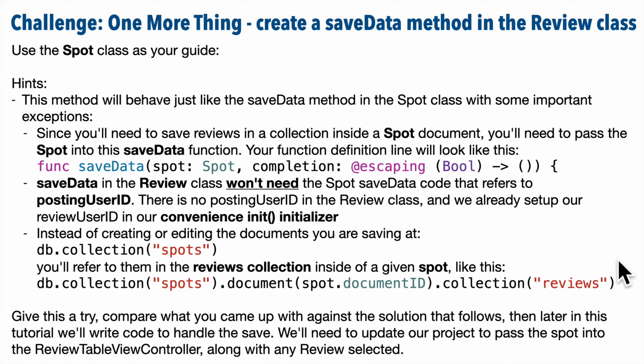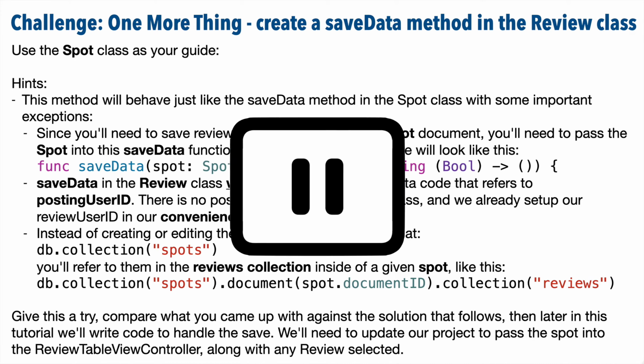So why don't you give this final challenge a try, compare what you come up with against the solution that follows, and then later in this tutorial, we'll write code together to handle the save. Now we're going to need to update the project to pass in the Spot into the ReviewTableViewController along with any review selected.